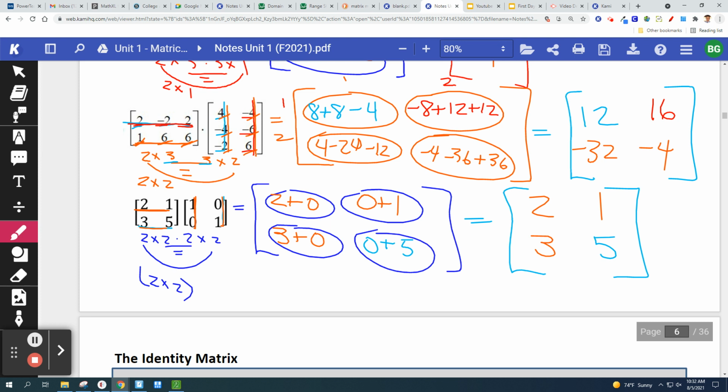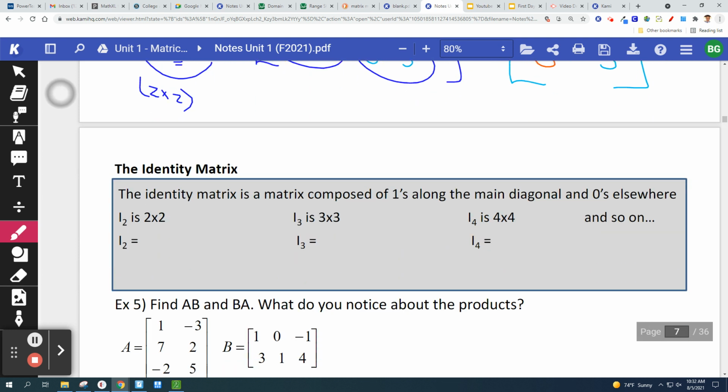Notice that the answer is the exact same as the one we started with. That second matrix with the 1s and 0s is called the identity matrix. It's kind of like you're multiplying by 1. It's basically the matrix equivalent of multiplying by 1, and we got the same exact matrix we started with.